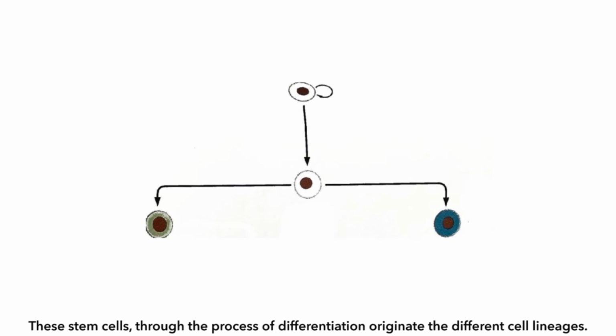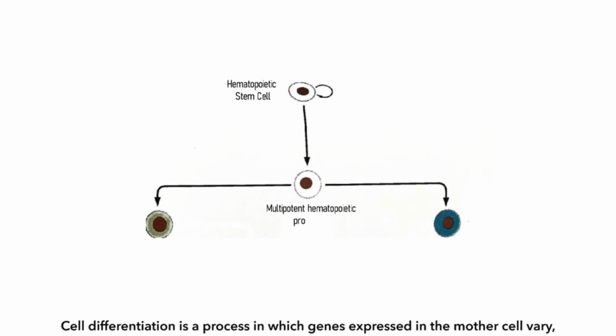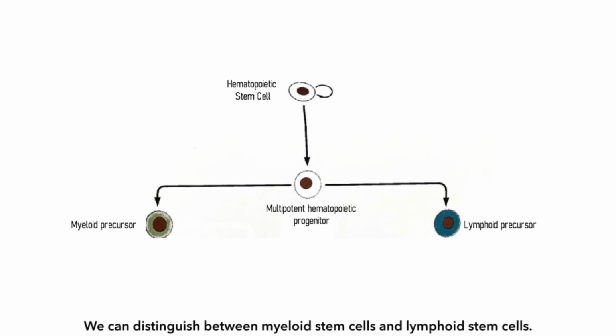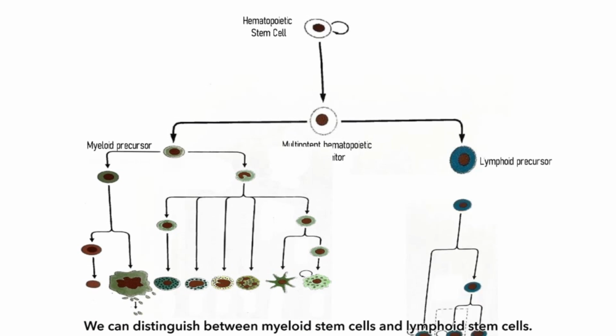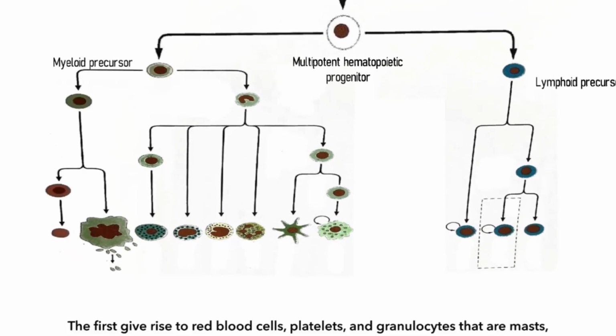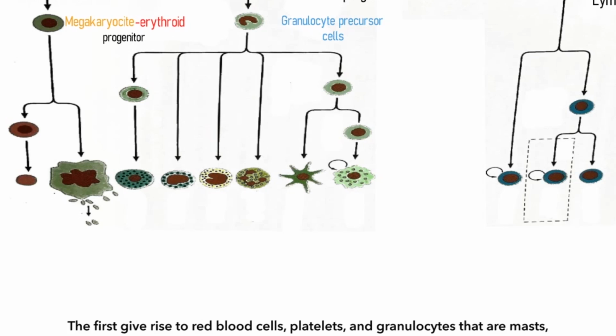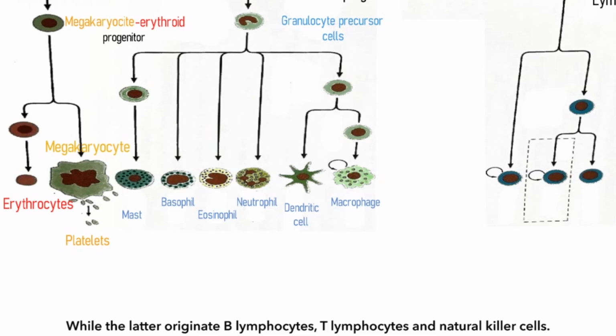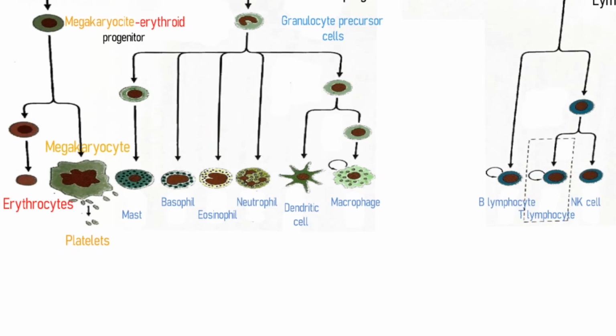These stem cells, through the process of differentiation, originate the different cell lineages. Cell differentiation is a process in which genes expressed in the mother cell vary, thus expressing genes specific to a particular cell type. We can distinguish between myeloid stem cells and lymphoid stem cells. The first give rise to red blood cells, platelets, and granulocytes, that are mast cells, basophils, eosinophils, neutrophils, dendritic cells, and macrophages, while the latter originate B lymphocytes, T lymphocytes, and natural killer cells.